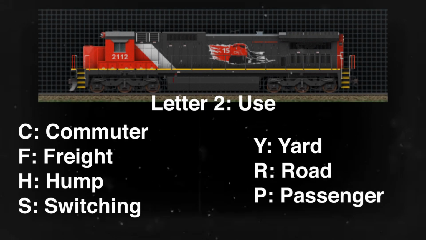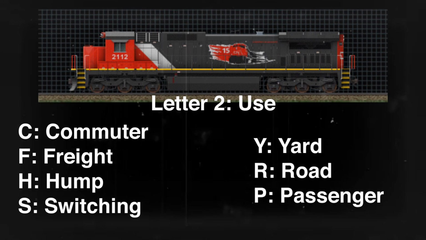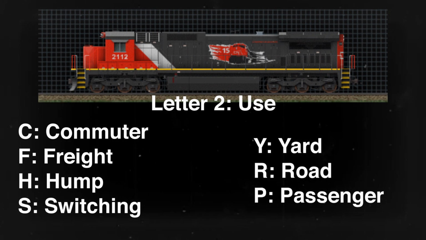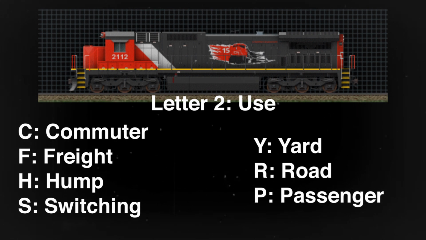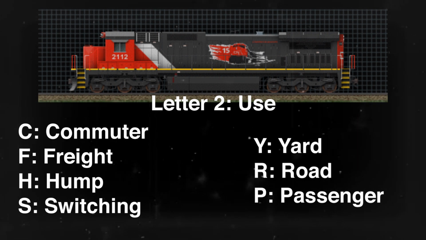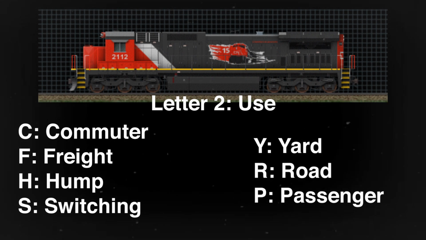The next letter would be for what the unit is used for. C is, I assume, for commuter use. F is for freight use. H is for hump use. S is for switching use. Y is for yard use. R is for road switchers. And P is for passenger use.